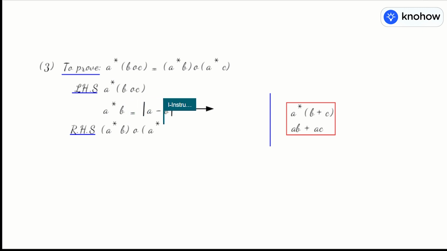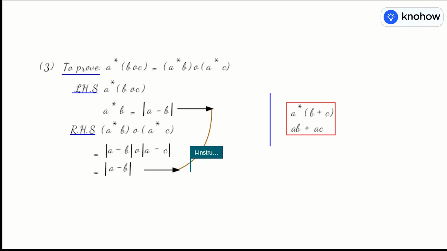Now A star B is what? Modulus of A minus B. O, A star C is what? Modulus of A minus C. Now the operation O between these two elements means what? The first element. What is the first element? Modulus of A minus B. So what do you find from these two? That in either case you get modulus of A minus B, and hence we can say the star operation star distributes the operation O. So this is the third part.